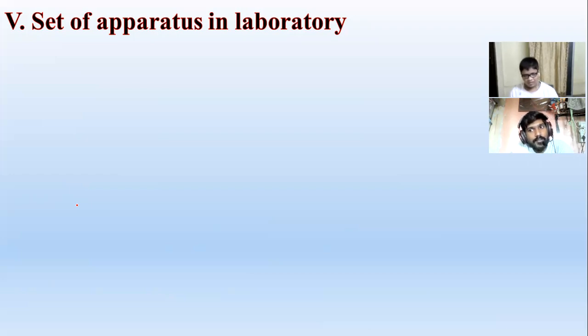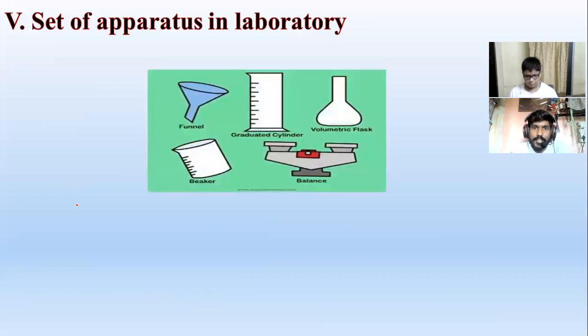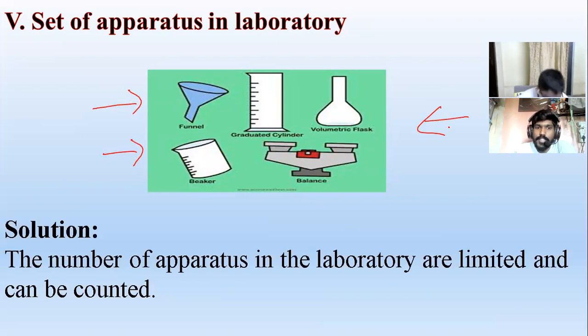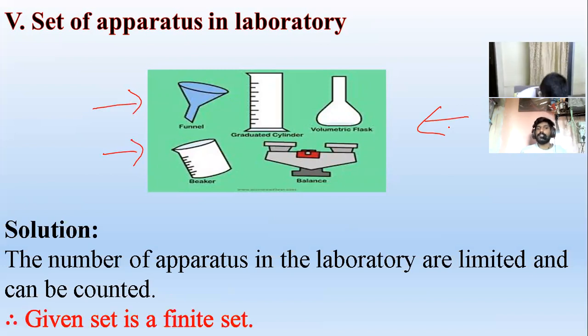Finite. Why? Because they can be counted. Yes, they can be counted. So these are all examples of instruments, if you can see in the picture. These are funnel. These are all apparatus that are used in a laboratory. And obviously, the apparatus in the laboratory are limited and they can be counted. Therefore, this set is also finite.